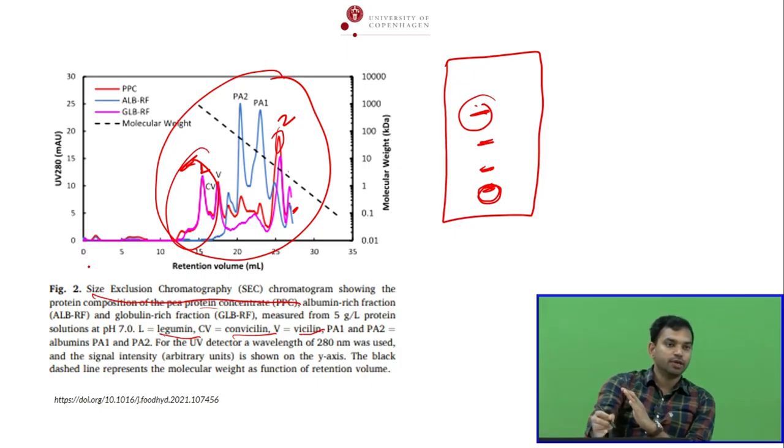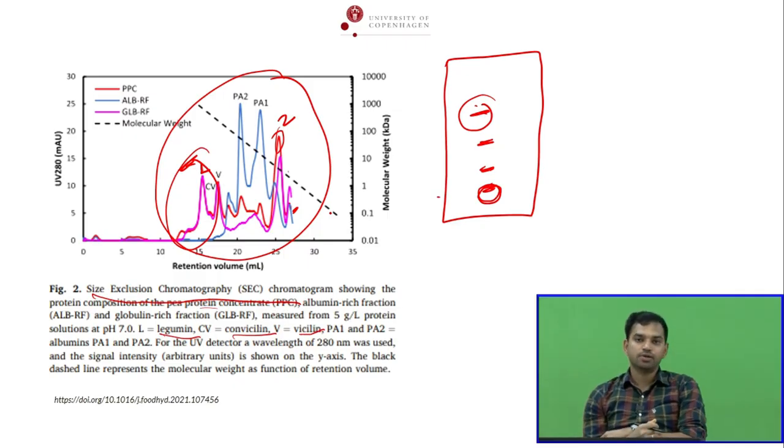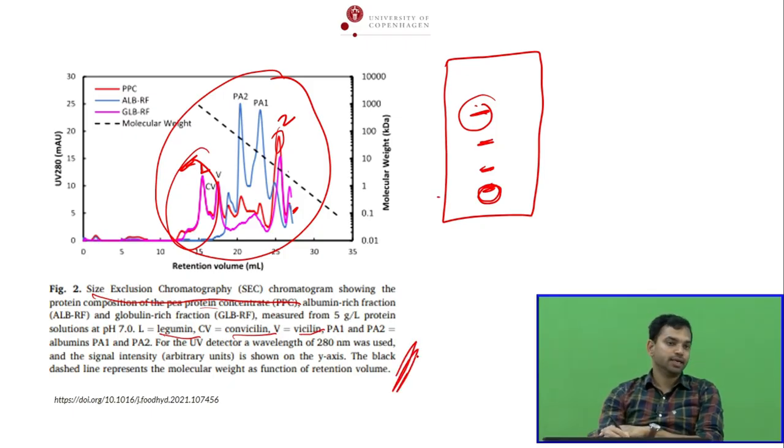You can also run molecular markers here as a standard to find out the apparent molecular weight. In this case also, we run these two in parallel to see the apparent molecular weight of unknown proteins or known proteins in plant-based or alternative protein. I really recommend this technique in case you want to use it in the future.